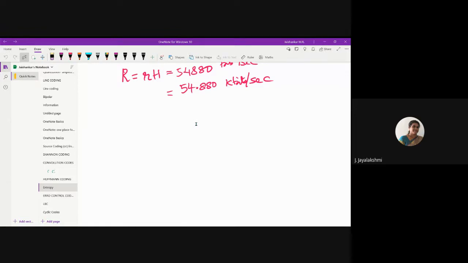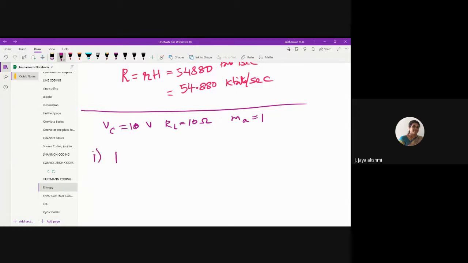So what is given and what we are going to do. You are given a carrier voltage of 10 volts and a load resistance of 10 ohms. The modulation index coefficient is said to be 1. So the first step is to calculate the carrier power.